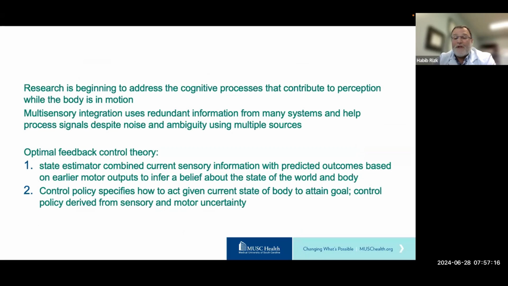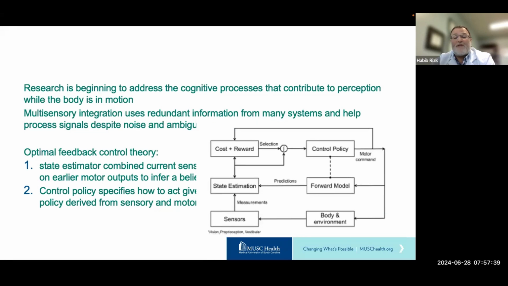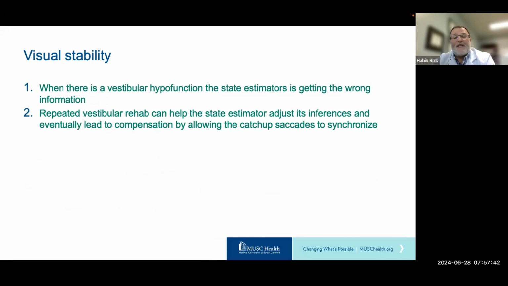And to conclude, basically what's going on when we are in motion, the brain is constantly trying to estimate all the current sensory information coming its way, and it's trying to predict outcomes. And there are what we call control policies that affect how we act given the current state of the body to attain a motor goal or a movement goal. And when you have a vestibular dysfunction, the state estimation is getting the wrong information. And this is why repeated vestibular rehab is helpful, because it helps the state estimator adjust its predictions and eventually leads to compensation, such as the perfect example, how the saccades begin to synchronize and begin to be very predictable.